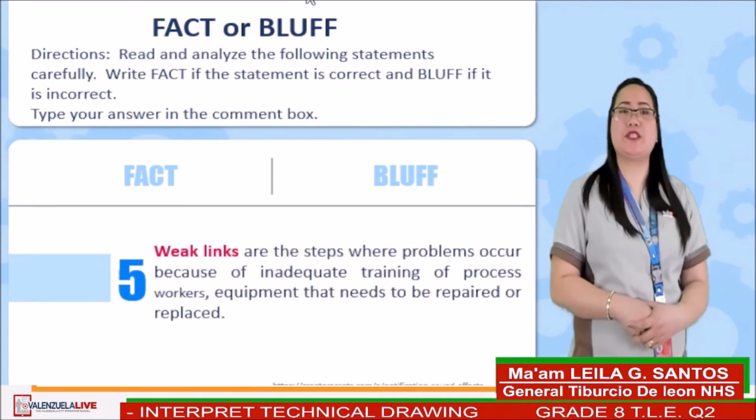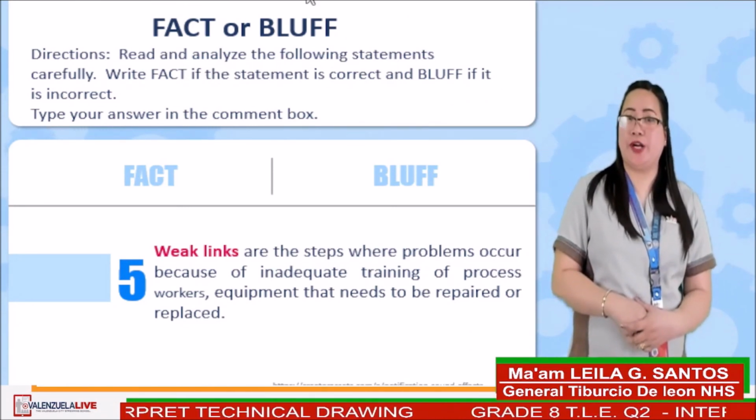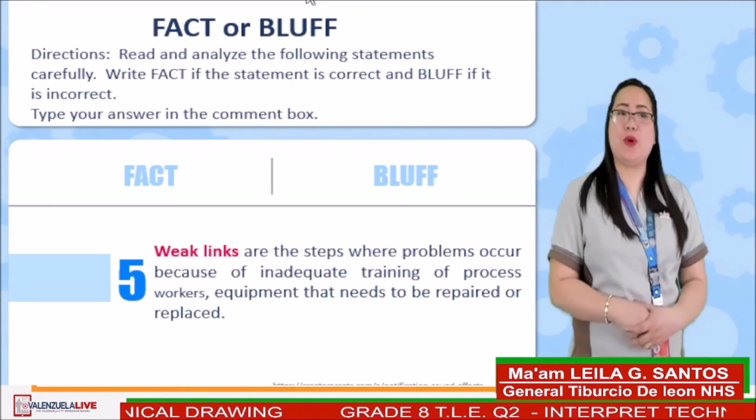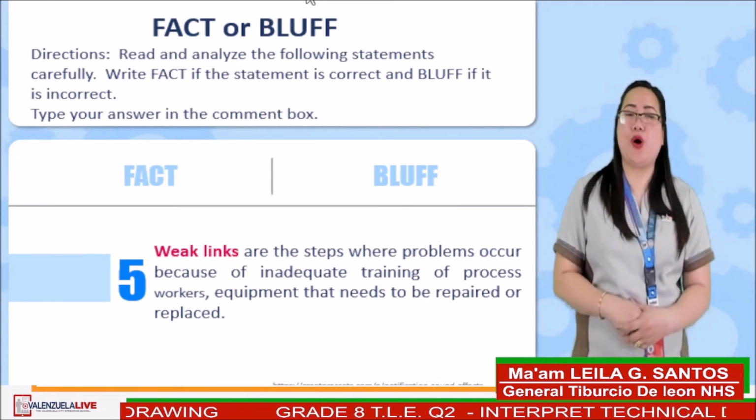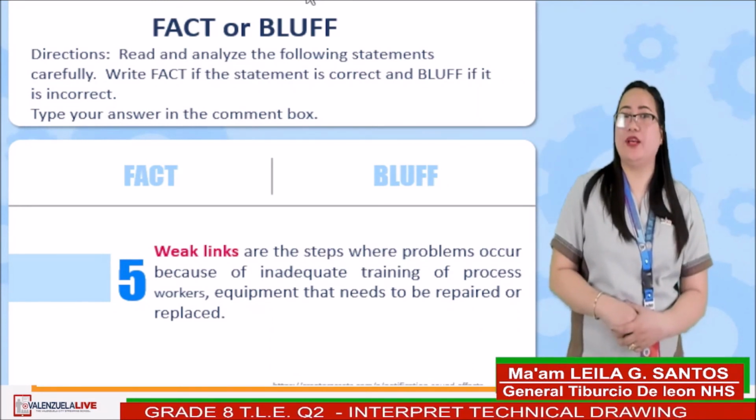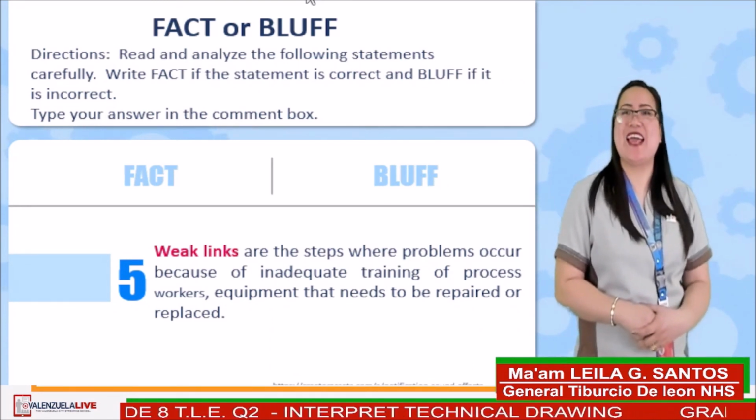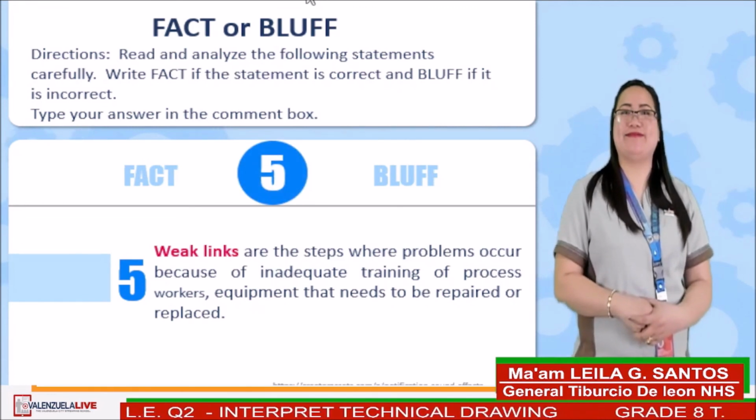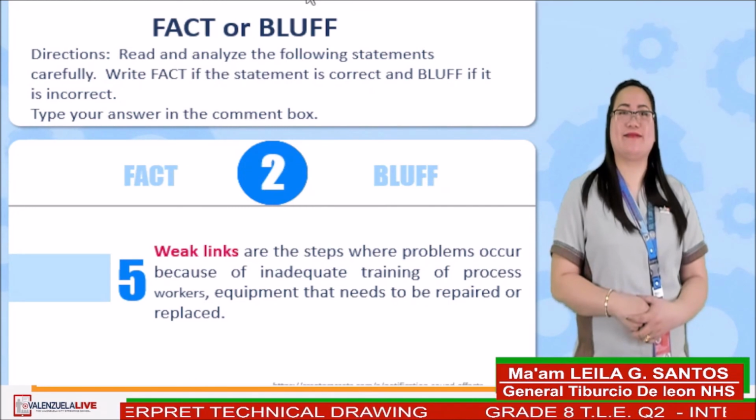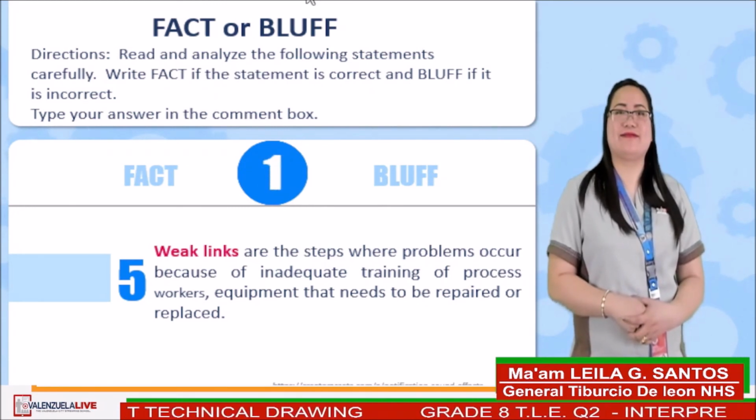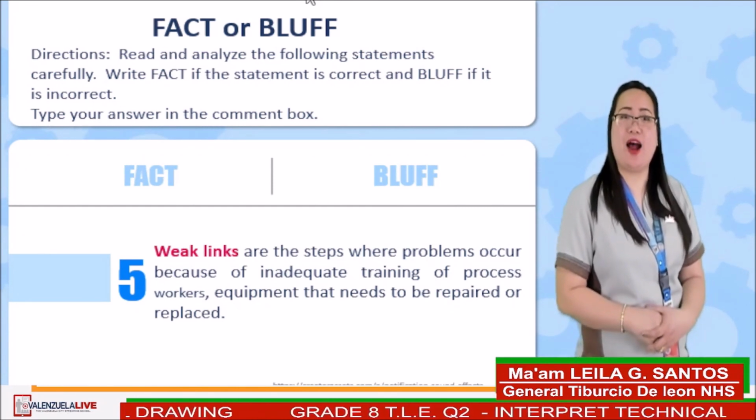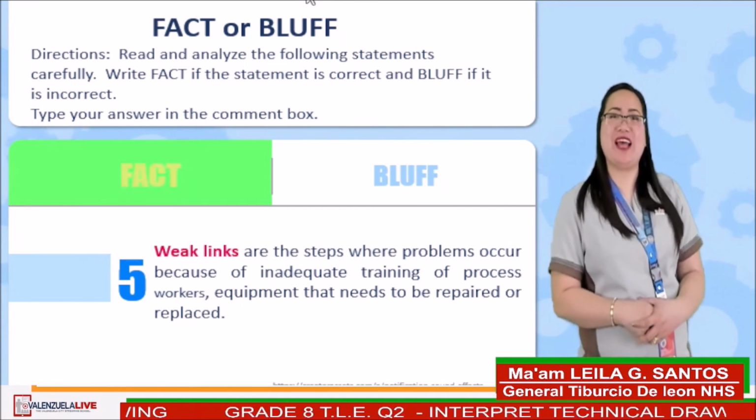Weak links are the steps where problems occur because of inadequate training of process workers, equipment that needs to be repaired or replaced. Is it a fact or it is a bluff? Your timer starts now. Time's up. If your answer is fact, awesome! You've got the correct answer.